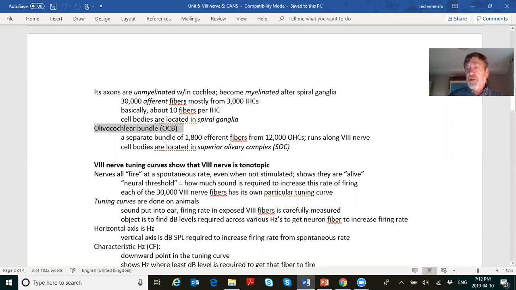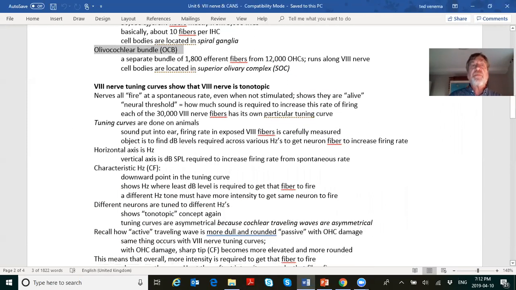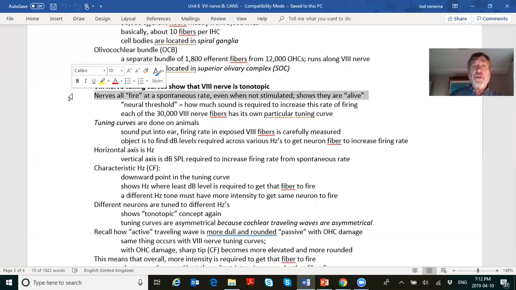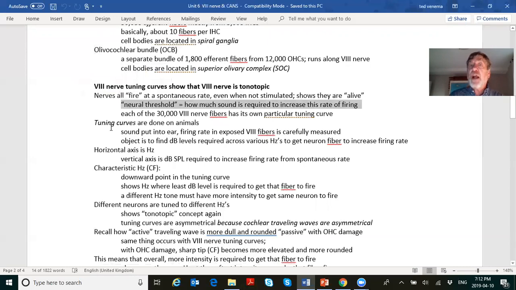All right, carrying on. We'll talk about this next week as well, of course, but we're just getting through, taking a look here. Eighth nerve tuning curves, we said, show that the eighth nerve is tonotopic. Nerves all fire at some spontaneous rate, even when they're not stimulated. It shows that they're alive, but the neural threshold shows how much sound is required to increase this rate of firing, and that's what's shown by the tuning curves. Each of the 30,000 eighth nerve fibers has its own particular tuning curve.